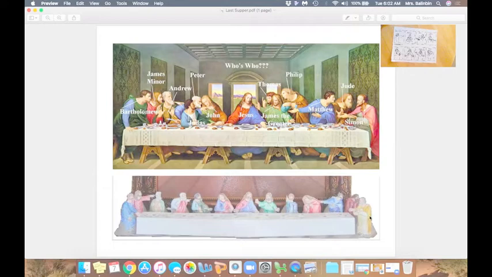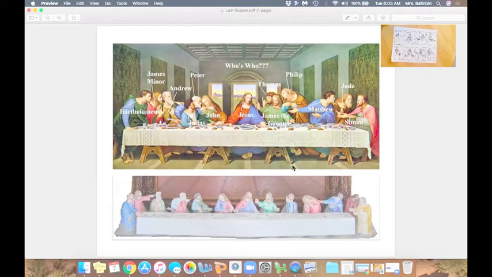See? Simon, Jude, Matthew, Philip. And notice that this person right here, when they did it, these colors are not exactly perfect. They don't line up. So the coloring is not the big deal. It is important, though, to put them in the correct order because this is how they sat at the Last Supper.